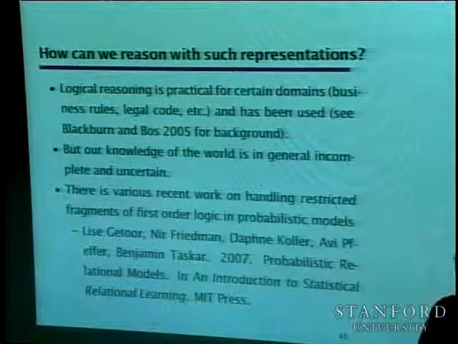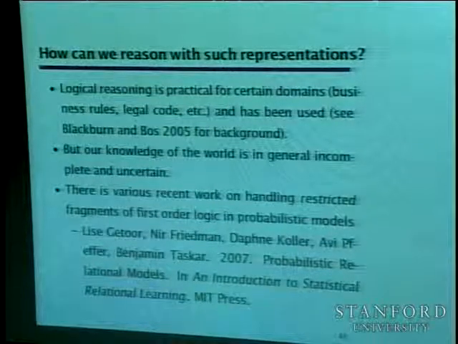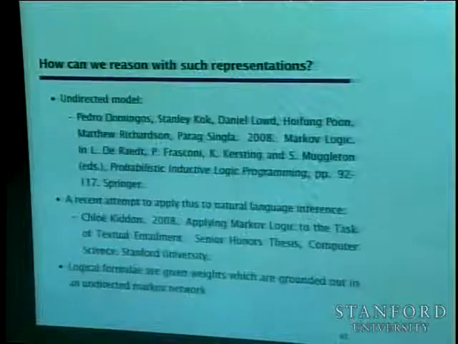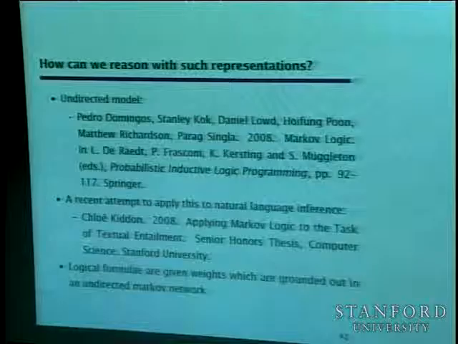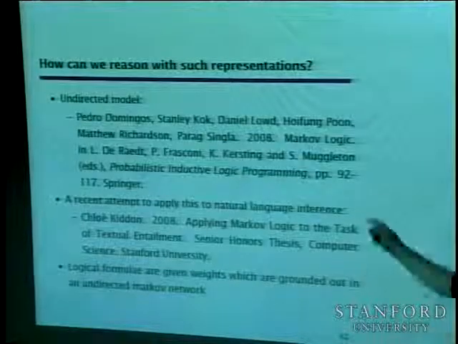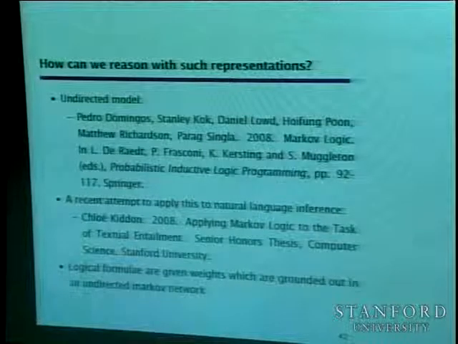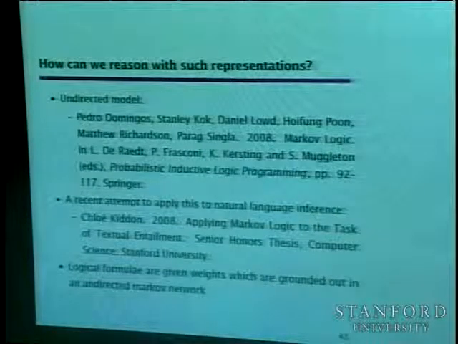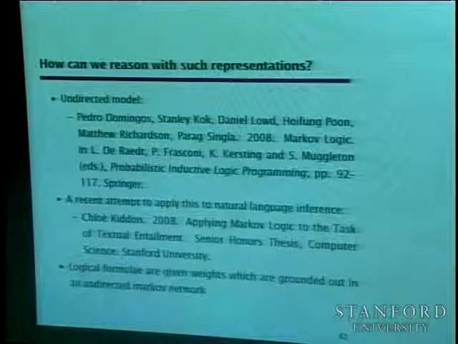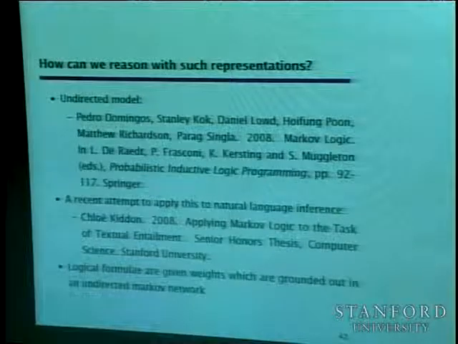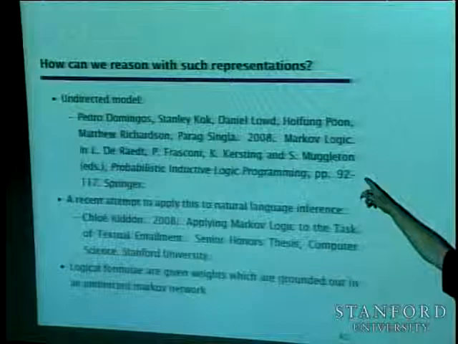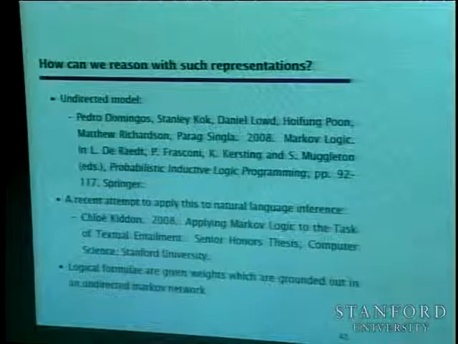And so one thread of that is Daphne Koller's work here on probabilistic relational models. Another thread of work that's been going on recently is Pedro Domingos and colleagues doing Markov logic, and they differ in various ways. Part of how they differ is that Daphne's model was a Bayesian net directed graphical model, whereas this is an undirected Markov network style model.